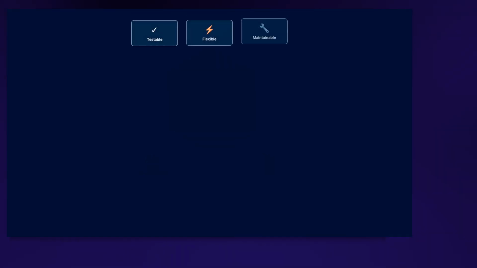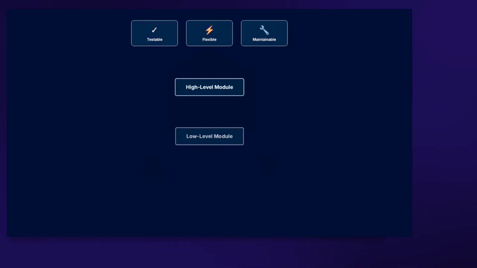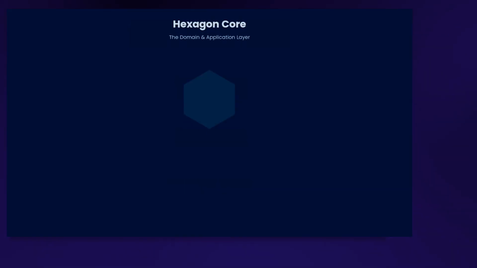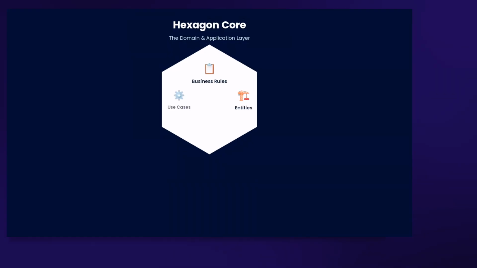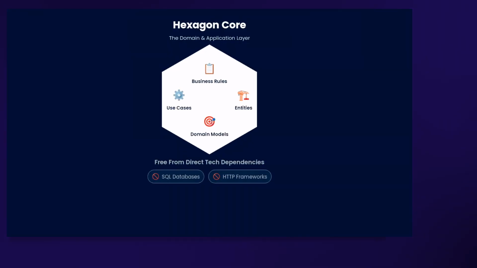This approach creates highly testable, flexible, and maintainable systems that can evolve independently, perfectly aligning with SOLID principles, especially the dependency inversion principle from day 2, where high-level modules don't depend on low-level ones. The core components include the hexagon core, also called the domain or application layer, which contains your business rules, entities, use cases, and domain models, completely free from direct tech dependencies like SQL databases or HTTP frameworks.